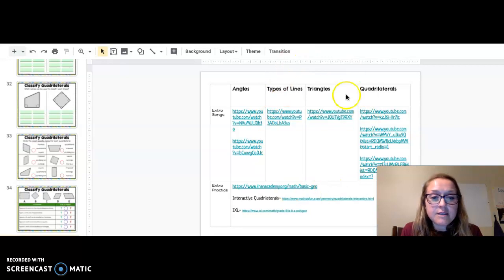And here is some extra, if you still want to look for extra songs on angles or types of lines or triangles or quadrilaterals. And then there's some extra practice on the bottom. You've got Khan Academy, Interactive Quadrilaterals is a fun one, and IXL. If you have any questions, please reach out to your teacher. Otherwise, this is your job for classifying polygons, triangles, and quadrilaterals.